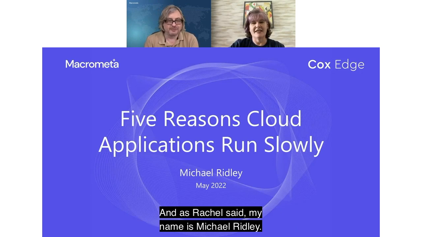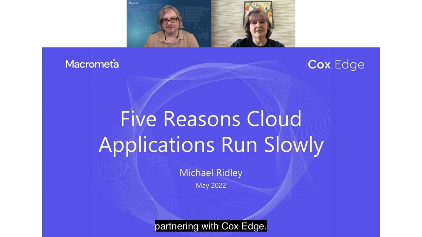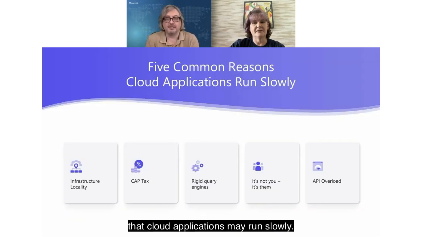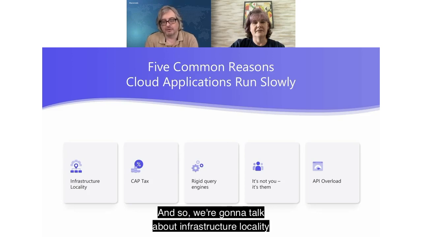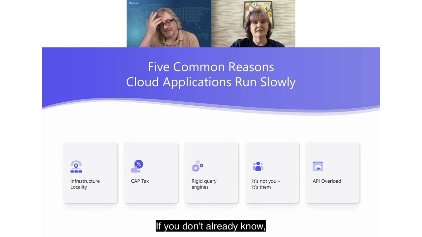As Rachel said, my name is Michael Ridley. I work for Macrometa, and we are an Edge Cloud company partnering with CoxEdge. So they're great partners for us. And today we are going to discuss 5 common reasons that cloud applications may run slowly. We're going to talk about infrastructure locality and why the cloud is too far away often, and how that plays into the cap tax, which you'll find out what that is if you don't already know.